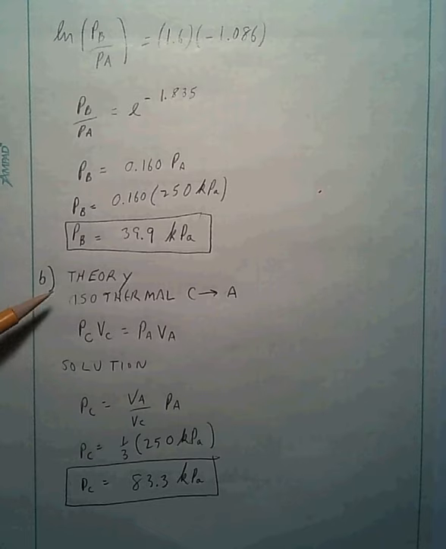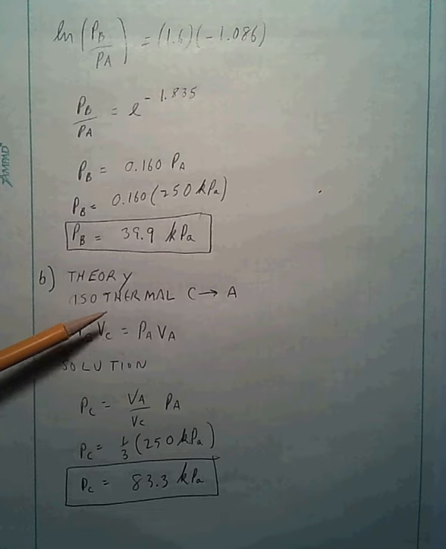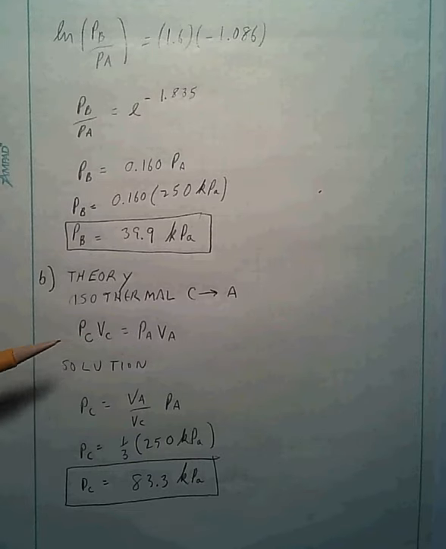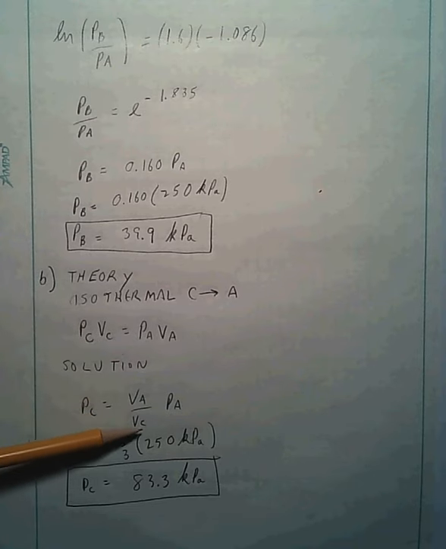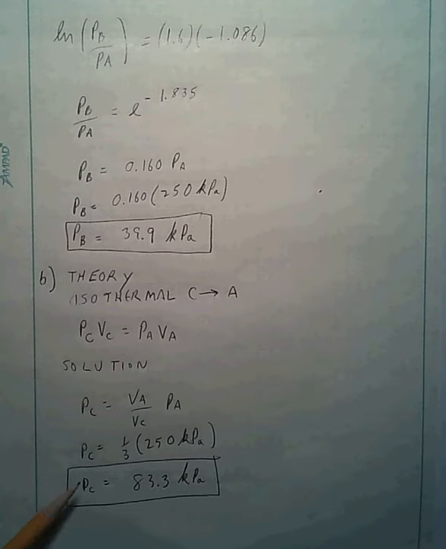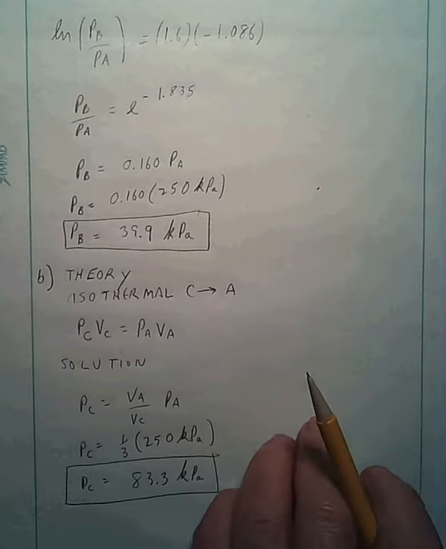In part B, where we want to know the pressure at C, we can use the isothermal process from C to A, which gives us the relationship between the pressure and the volume, since the temperature is constant. So all you have to do is solve this expression for the pressure at C, insert the values for the volumes and the pressure, and the pressure at C is equal to 83.3 kilopascals.